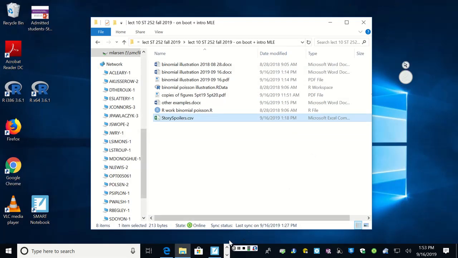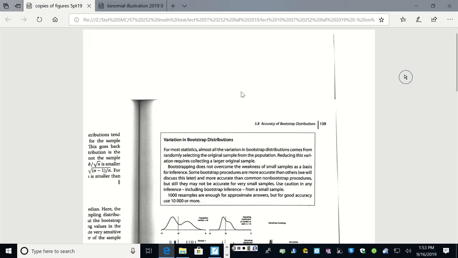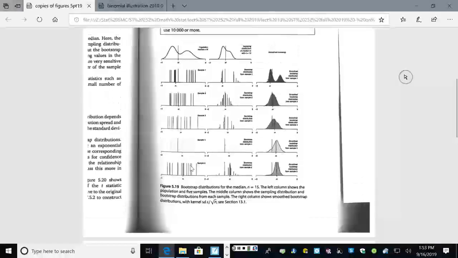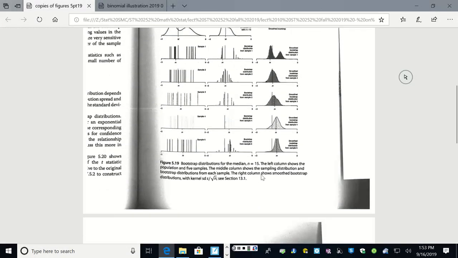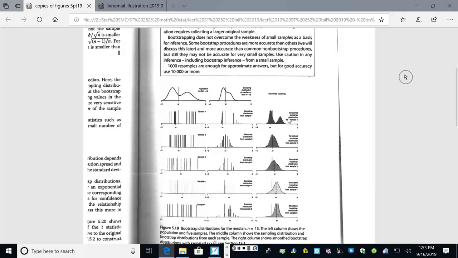There were a couple of graphs in there. Let's see, I'll go to, oh, there's a binomial illustration. The copies of the figure. There's the contour. So this is Figure 5.19, about the median, and it's kind of small there. So let me see if I can get my figure size control.